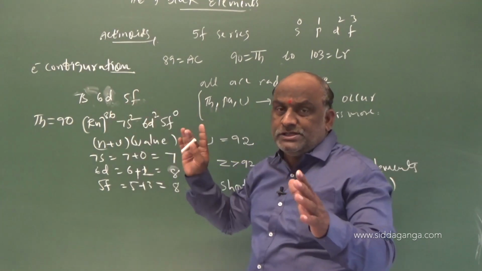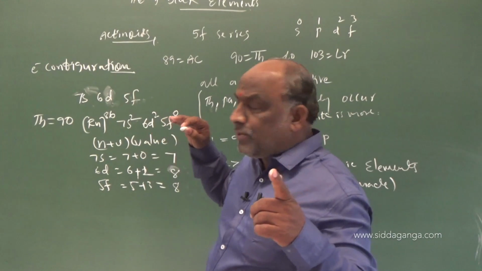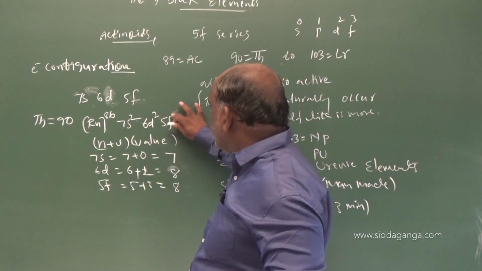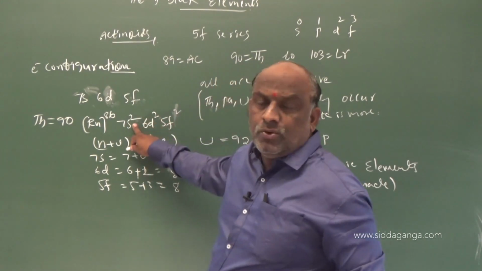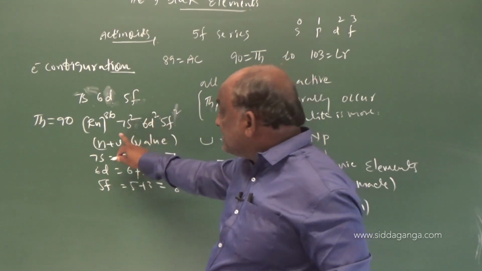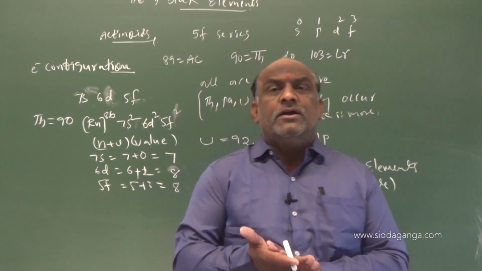So once you observe these points, after thorium, if you go to protactinium you should write here 1, for uranium you should write 2, up to 6, because the energy gap of 7s, 6d, 5f is not considerable.